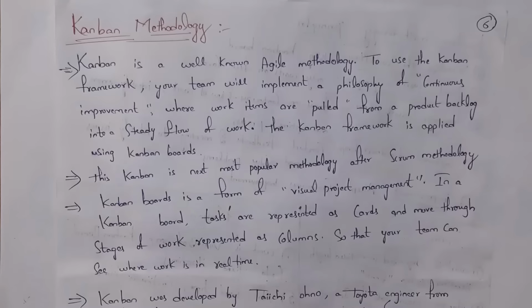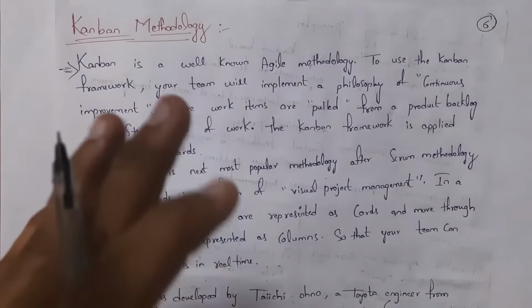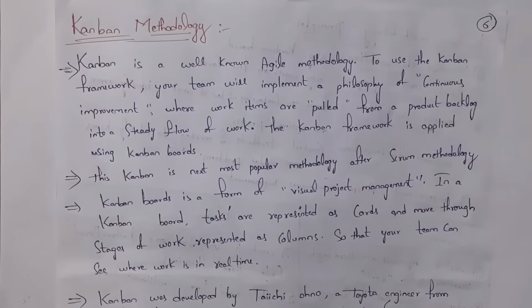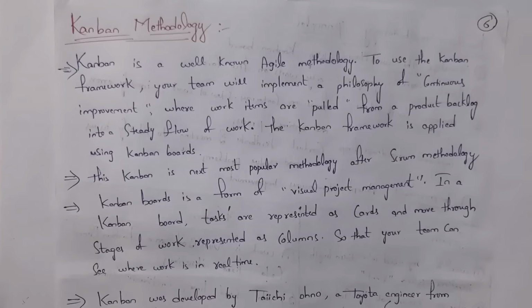Next section, what is Kanban methodology? Kanban is also one of the methodologies that follow the agile process. The Kanban framework is also based on one of the philosophies, that is continuous improvement. That is, we need to develop software with very basic features and then we need to keep on updating the same software with new features. So this Kanban framework is based on the philosophy of continuous improvement, where work items are pulled from a product backlog into a steady flow of work.